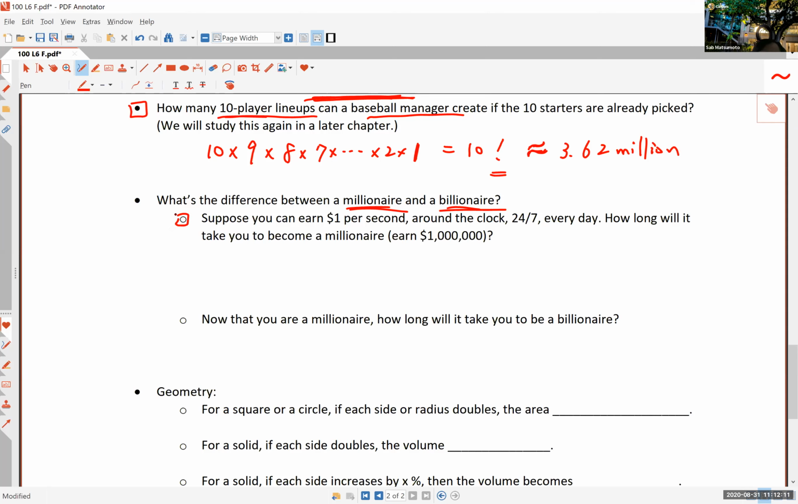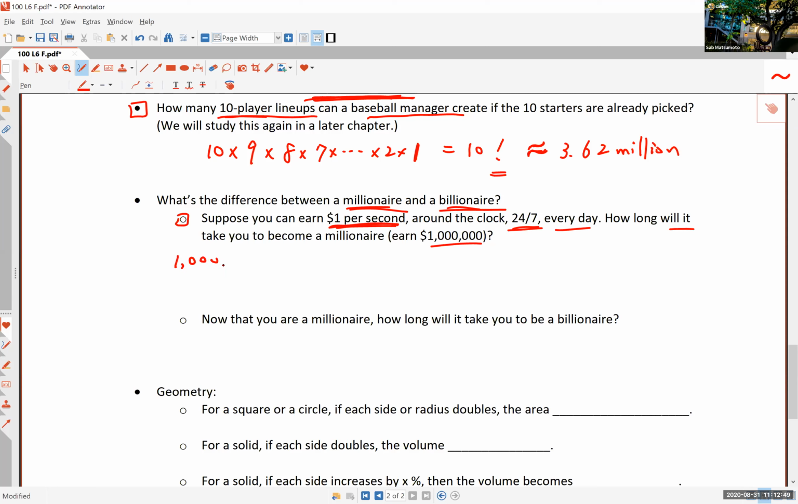Suppose you can earn $1 per second. That means $60 per minute, $3,600 per hour, around the clock, 24/7. So every second, you earn exactly $1. Again, $3,600 per hour. That's not a bad hourly wage. Every day, 24/7. How long would it take you to become a millionaire? In other words, how long would it take you at this rate to earn $1 million? Can you figure this out?